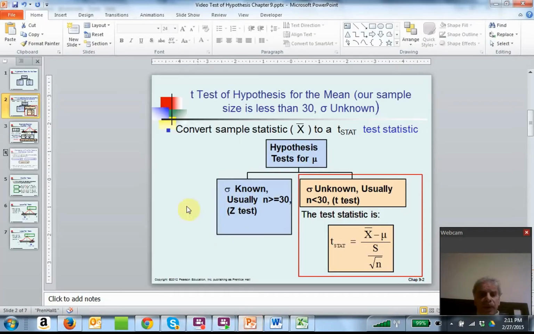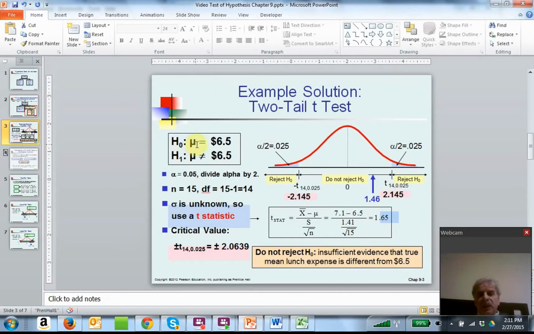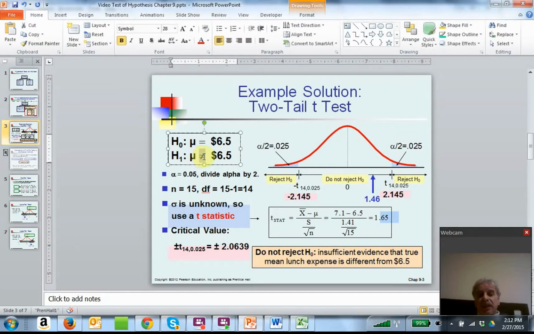Let me go to the PowerPoint. The very first thing I do, under H0, is always have it as equal: the mean mu is equal to 6.5, versus my alternative, that the mean is not equal to 6.5. Remember, I found this by reading the problem. When the problem asks if the mean is different from 6.5, your alternative should be not equal. In some other problems they might ask if the mean has changed. Again, that would be a two-tailed test because my alternative would be not equal to.